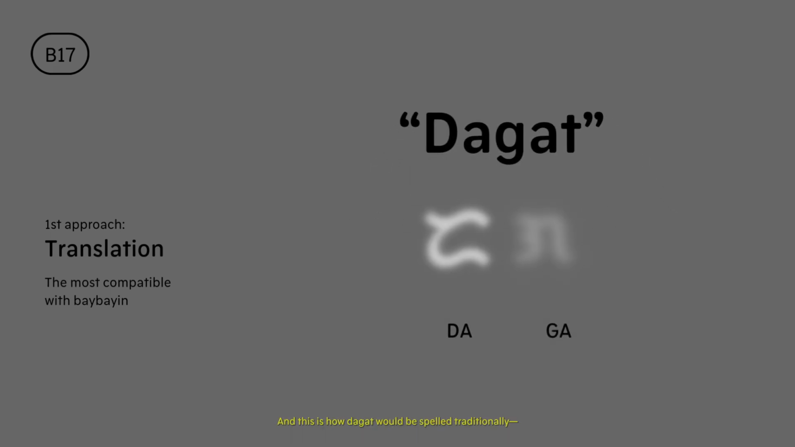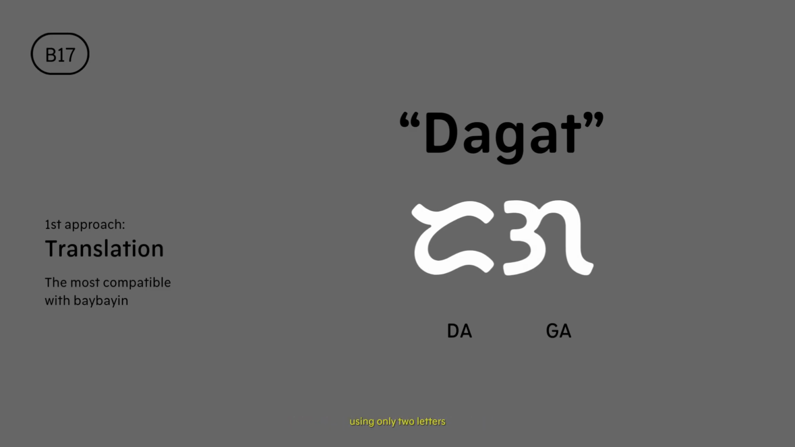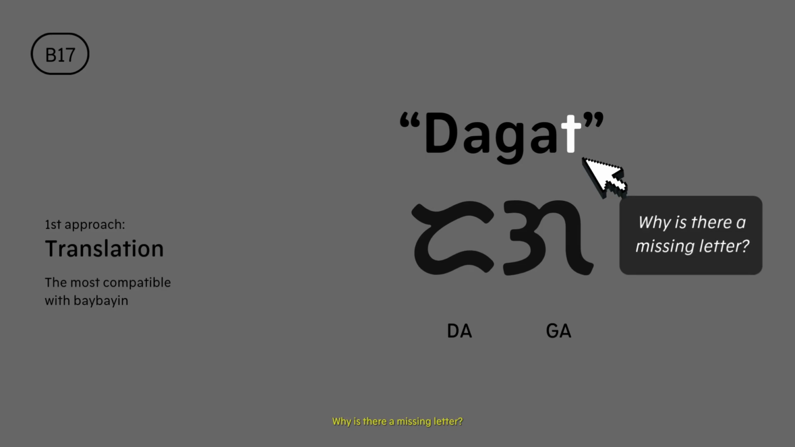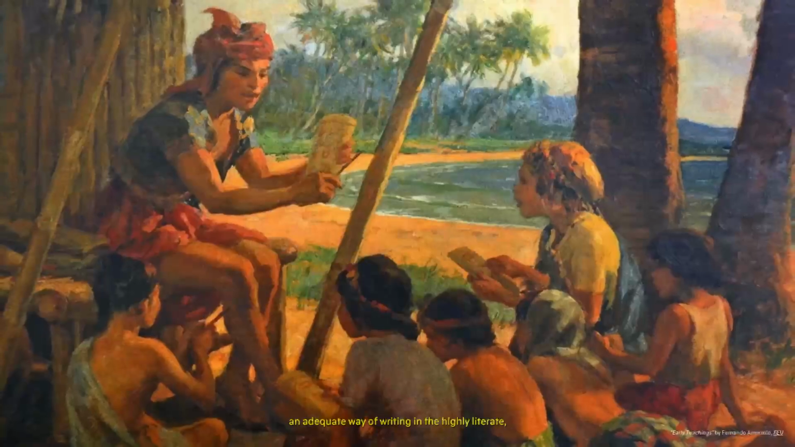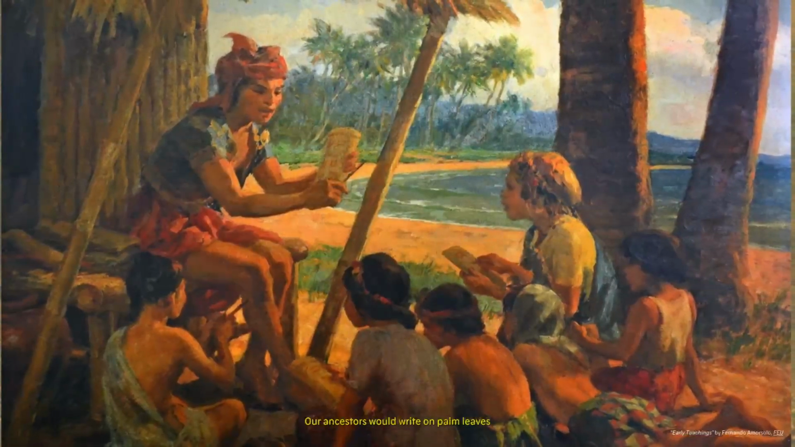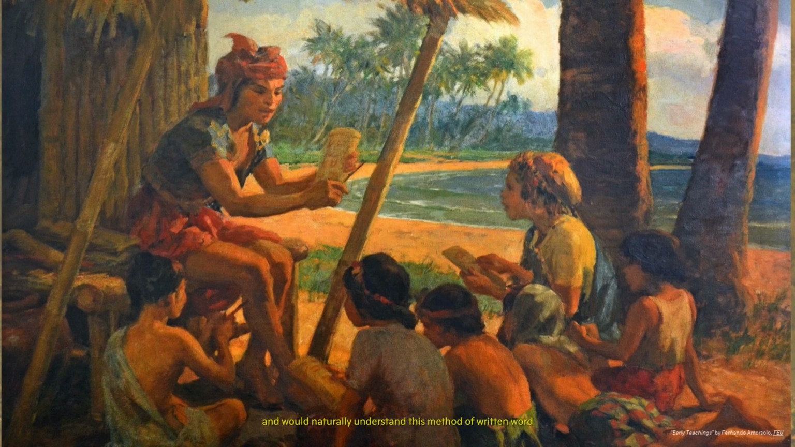And this is how dagat would be spelled traditionally, using only two letters, indicating the sounds da, ga, which also refers to mice or rats in Filipino. The question pops up, why is there a missing letter? It was just that this was already an adequate way of writing in the highly literate pre-colonial Philippines. Our ancestors would write on palm leaves or bamboo using sharp knives or pieces of iron and would naturally understand this method of written word through enough context.